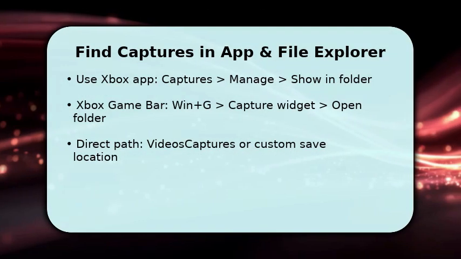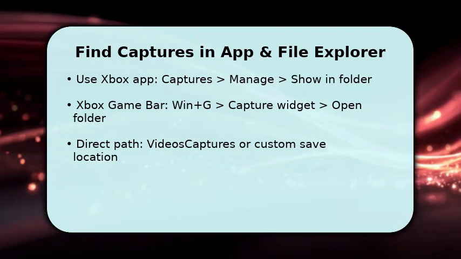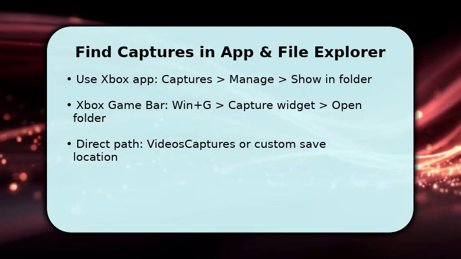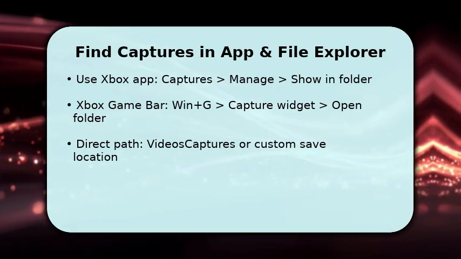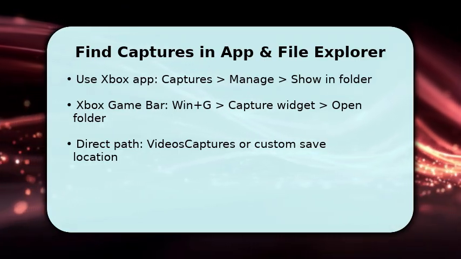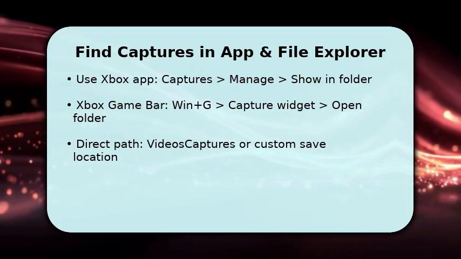You'll use the captures view inside the Xbox app or the Xbox game bar to locate files. First, in the app, go to Captures or a Manage Captures option and choose Show in Folder. This reveals the files in File Explorer.